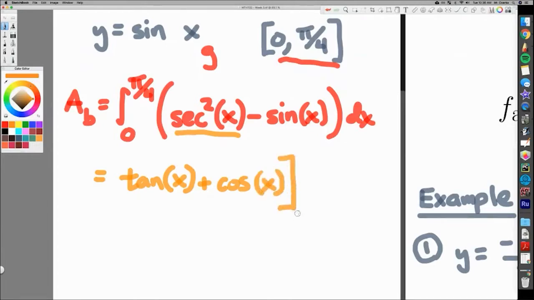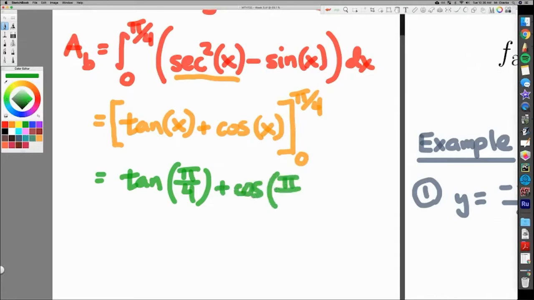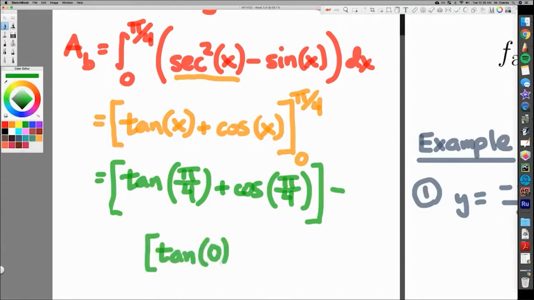Okay, and then we're integrating it from 0 to pi over 4. Let's make this neater. There we go. All right, so again, you plug in pi over 4 in here. So you have tan of pi over 4. I'm just going to write it down. You don't have to. Most people just know what tan of pi over 4 is, and they don't write it down. That's fine. Plus cosine of pi over 4. Okay, so that's when you plug in the pi over 4, and then you subtract that off of when you plug in 0. So now it's the same exact thing, only you plug in 0.